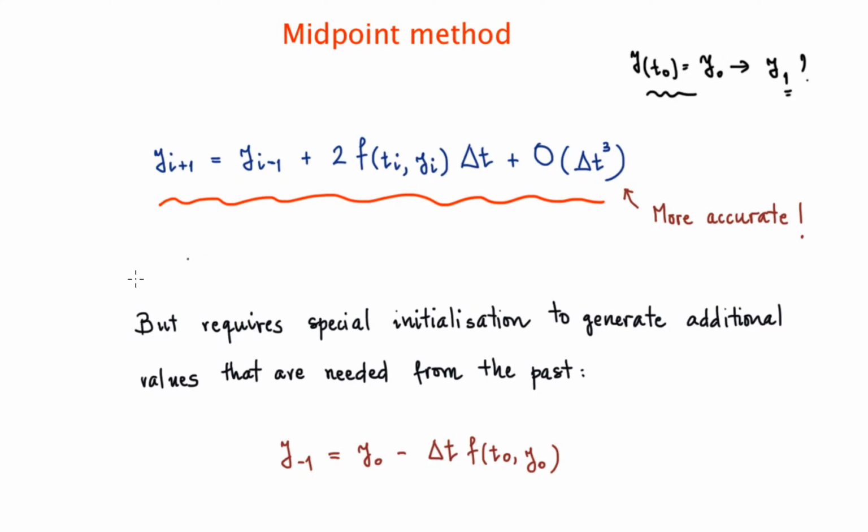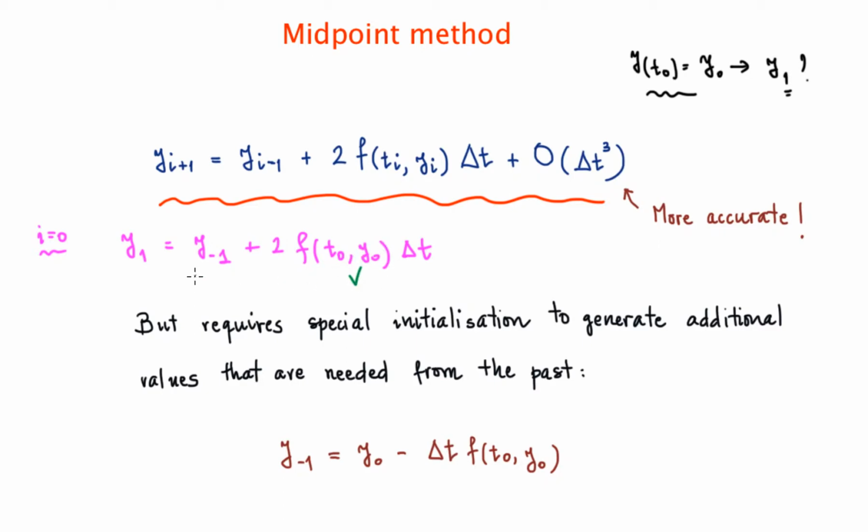But it's interesting to see that when we apply this method for i equal 0, we have y1, which is the one we want to evaluate. It's equal to y minus 1 plus 2 times f(t0, y0) times delta t. This is what we have. Okay, we know this. We know which are these ones.